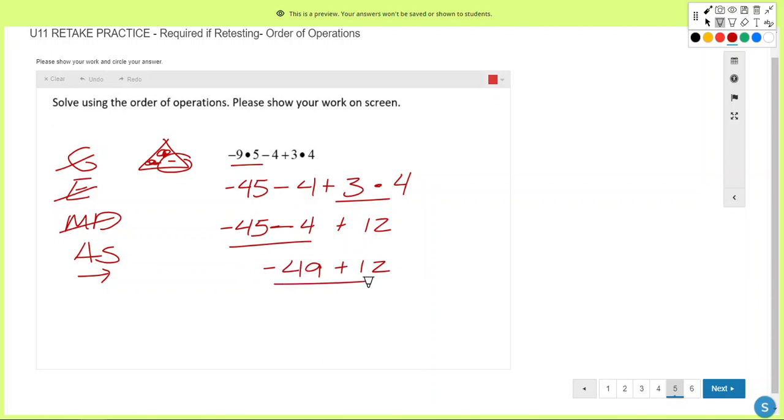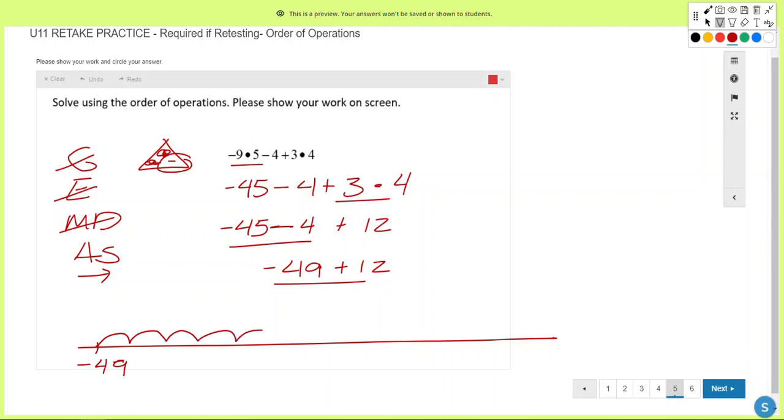And then I have to finish out this last step, negative 49 plus 12. So this one's a tricky one. Think about where negative 49 is on the number line, and I add 12. 1, 2, 3, 4, 5, 6, 7, 8, 9, 10, 11, 12. So this would be negative 49, 48, 47, 46, 45, 44, 43, 42, 41, negative 40, negative 39, 38, negative 37. So negative 37 should be your answer for that one.